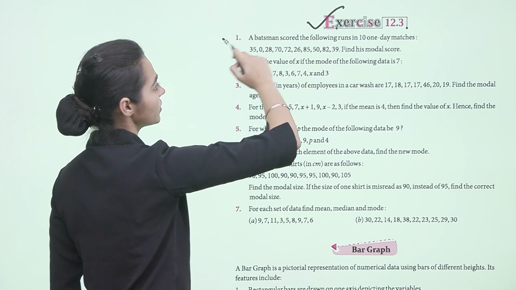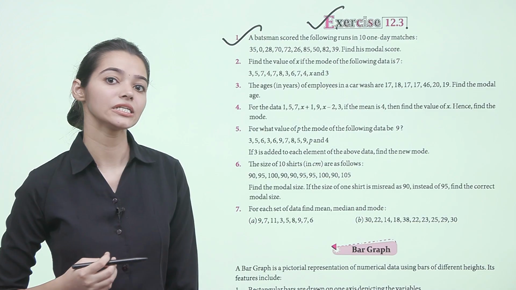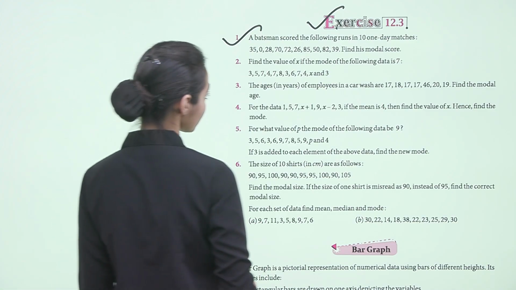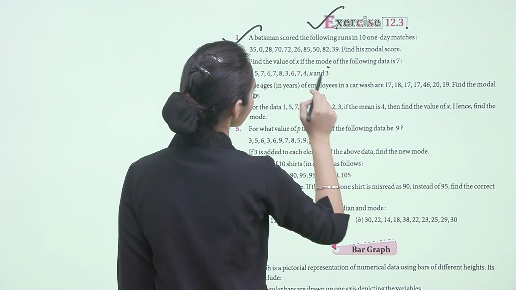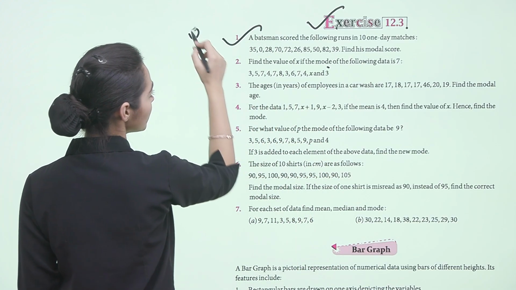Let's start with exercise 12.3. In the first part, we are told that a batsman scored the following runs in 10 one-day matches. We have to find his modal marks. They are not arranged in ascending order, so firstly, we'll arrange them in ascending order, that is 0.